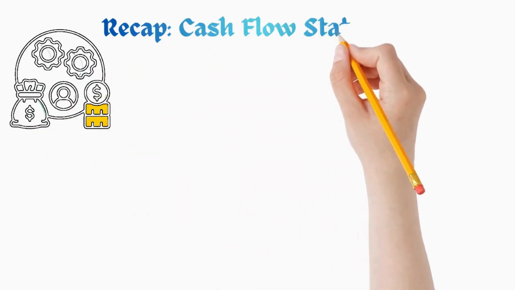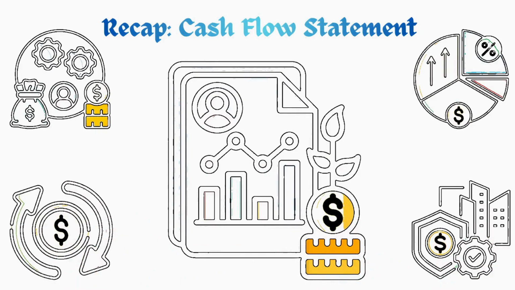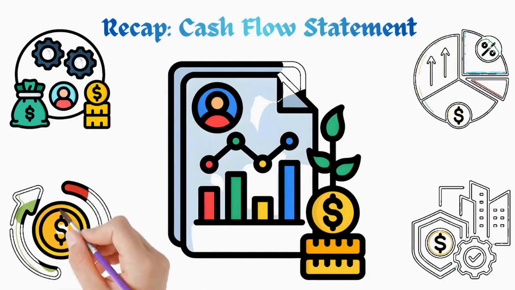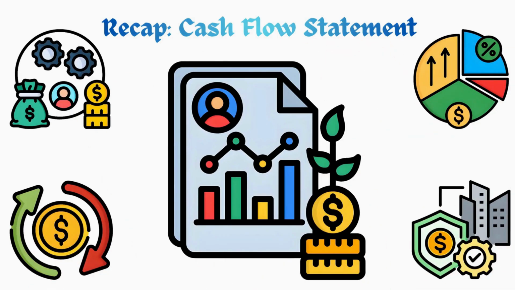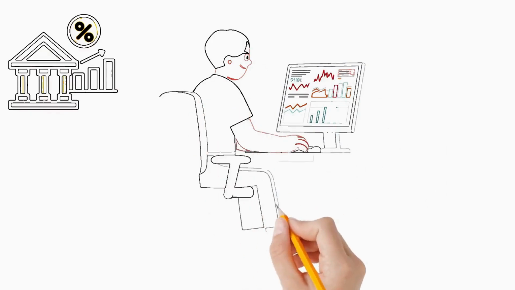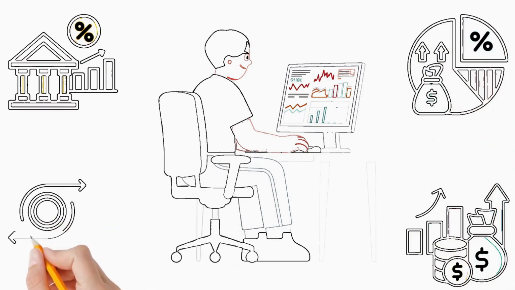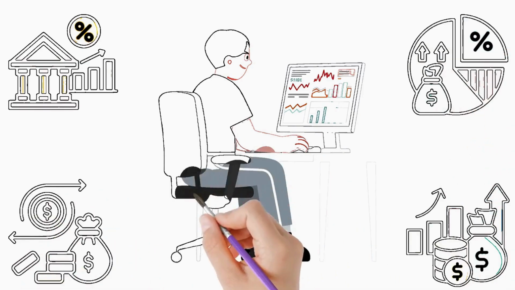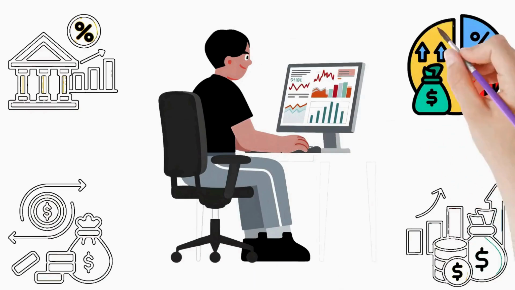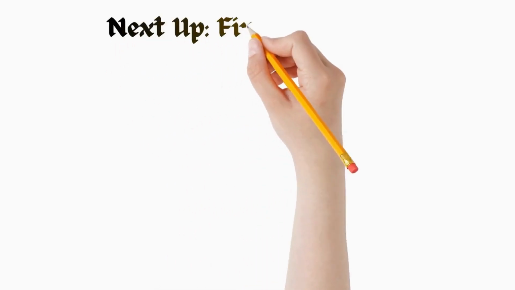In summary, the cash flow statement explains how cash is generated and used across operating, investing, and financing activities. It helps investors evaluate liquidity, solvency, and overall financial strength. By analyzing free cash flow, working capital changes, and long-term trends, investors can identify strong and stable businesses. Mastering this statement provides a deeper understanding of real financial performance and supports smarter investment decisions in both short-term and long-term scenarios. Next up is financial ratios explained.